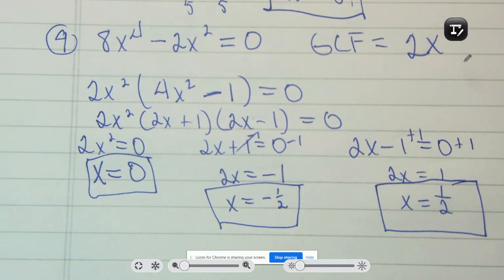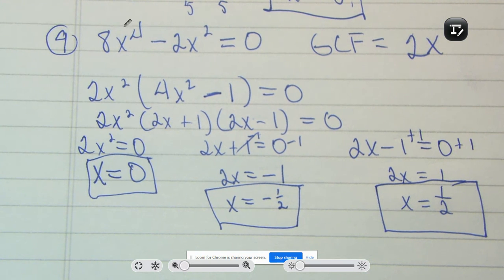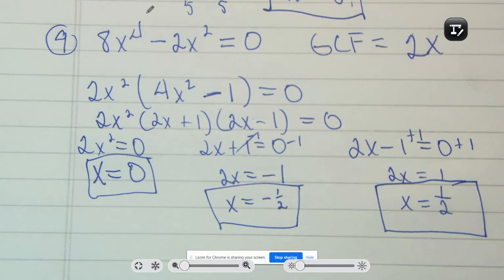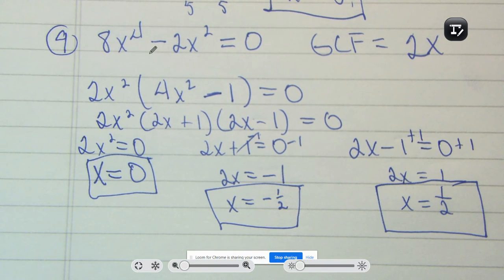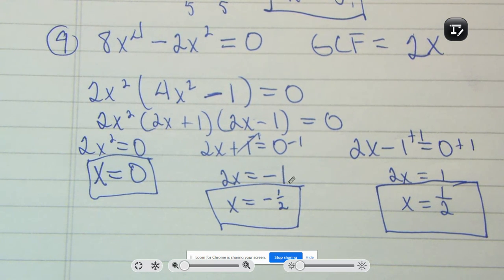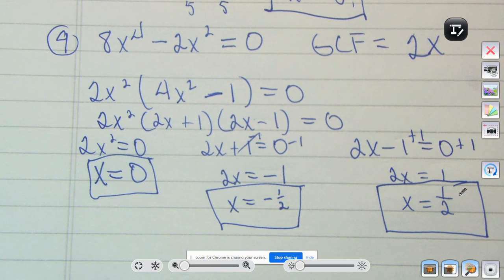I've got 3 answers. Remember, we talked about this a little bit earlier, that if you have a power of 4, you could have as many as 4 answers. This one had 1, 2, 3. Doesn't have to have 4 answers, but it could have as many as 4 answers, no more than 4. So automatically, when I look at 8x to the 4th power, I know I could have more than 2. I could have 3. Could even have 4. That could be a possibility. But in this case, I just had 3. X was 0. X is equal to negative 1/2. And x is equal to positive 1/2.